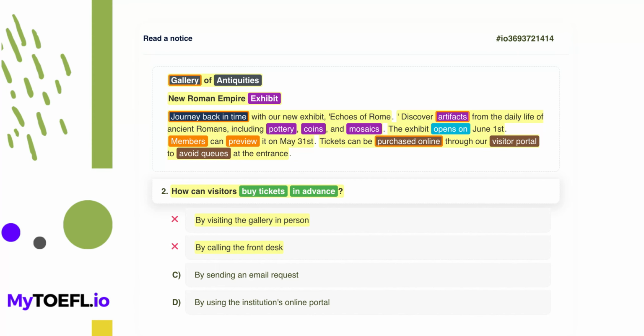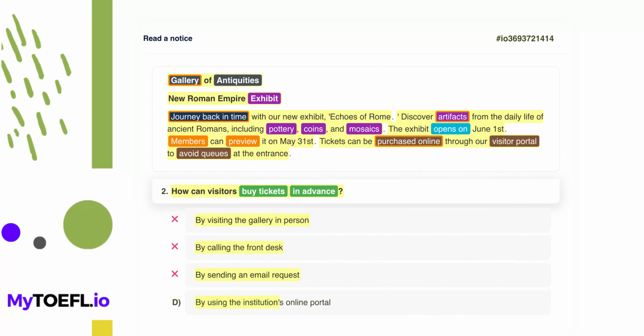Now let's take a closer look at option C. By sending an email request. Option C suggests sending an email. Similar to the previous option, we scan the text for email or an email address. The notice talks about an online visitor portal, which is a website, not an email request. Therefore, this is incorrect.